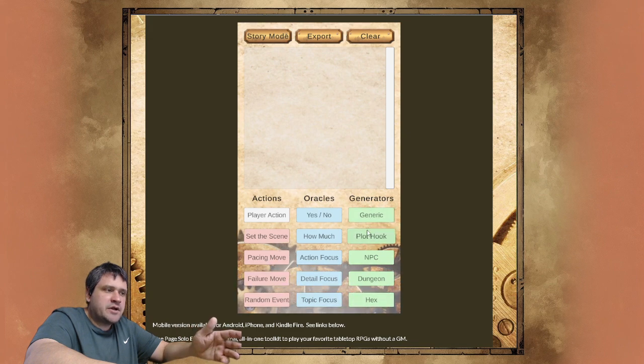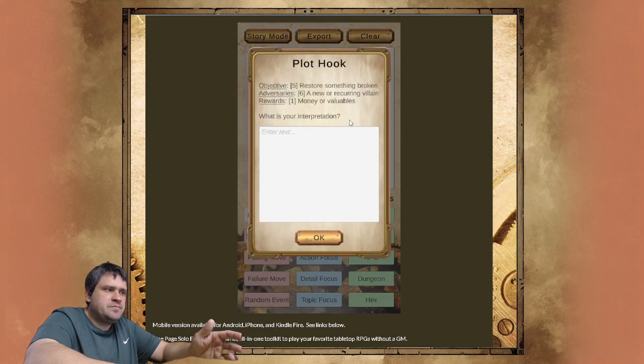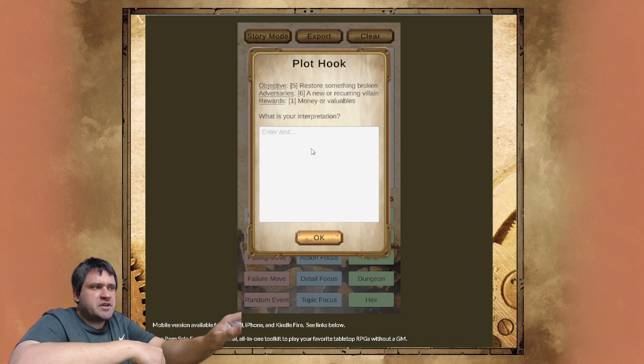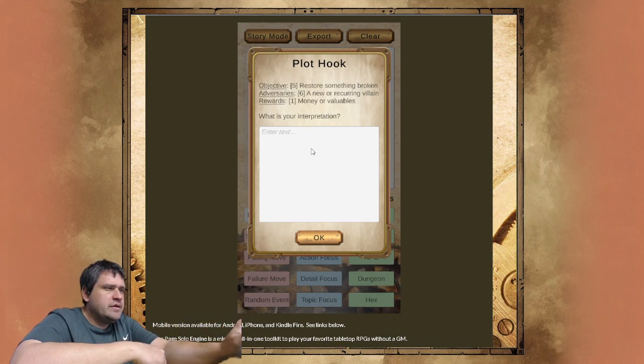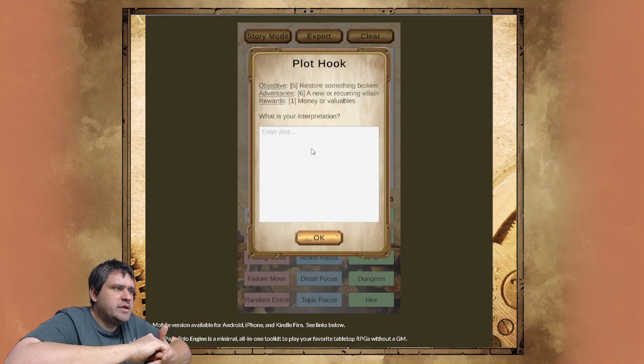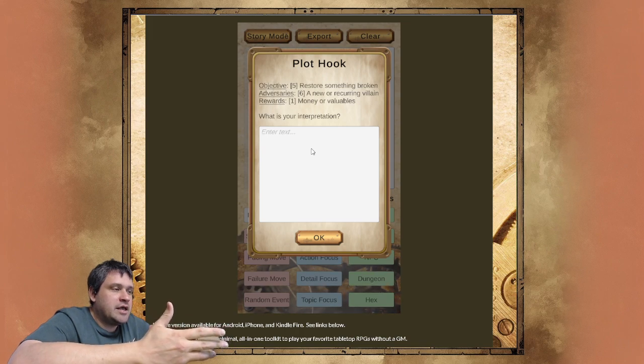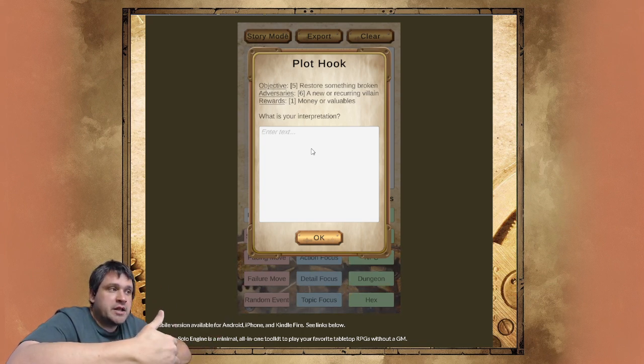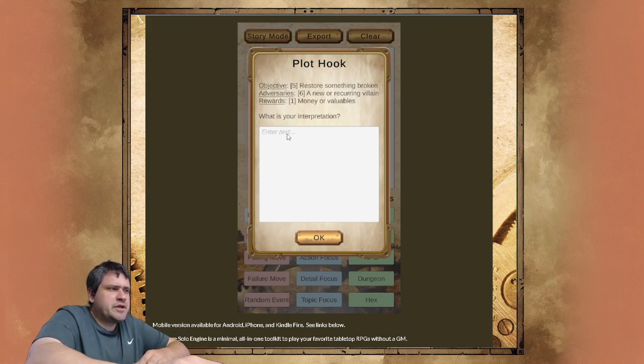So let's do a plot hook for our character. It rolls everything off the top based on the paper. Restore something broken. So okay, it says the objective is to restore something broken, a new or recurring villain, money or valuables. So I'm guessing that somebody wants us to fix something for them, but it was perhaps stolen by a villain, and this person giving us this quest, or plot hook, will give us money in return. So that's one way to interpret it.